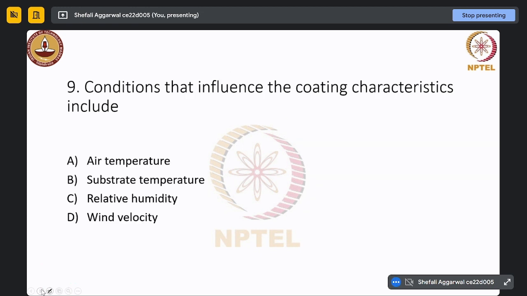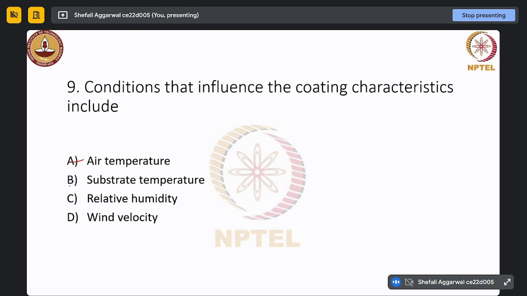Next question is, conditions that influence the coating characteristic include air temperature, substrate temperature, relative humidity, and or wind velocity. Based on our air temperature, we decide what kind of coating we should use. If we have too high a temperature, we won't apply epoxy coating because there are chances of it melting down. So air temperature will matter.